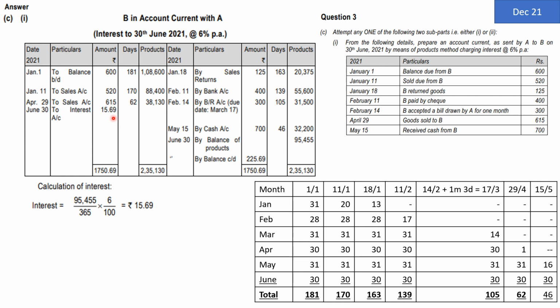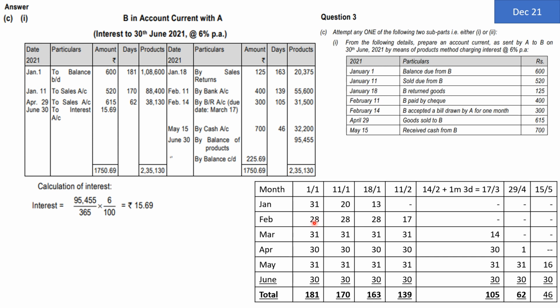So the heading will be B in account current with A. Interest up to 30th June 2021 at the rate of 6% per annum. If you forget to write the heading, then 1 mark will be lost by you. And then the calculation. Don't forget to show the working for the purpose of calculation. Once you do that, then 5 marks are ready.